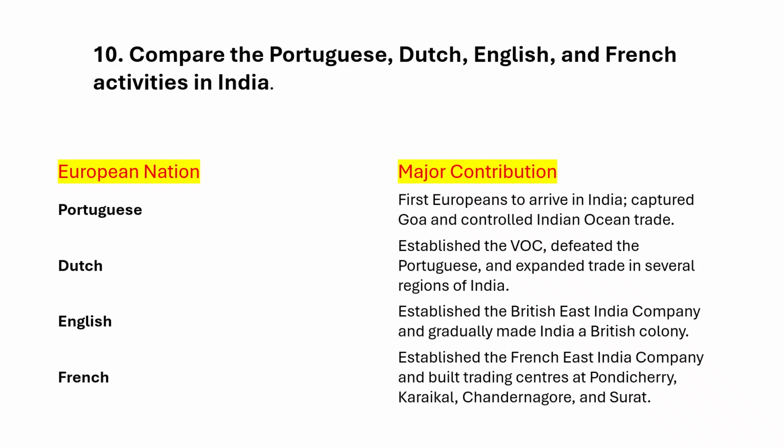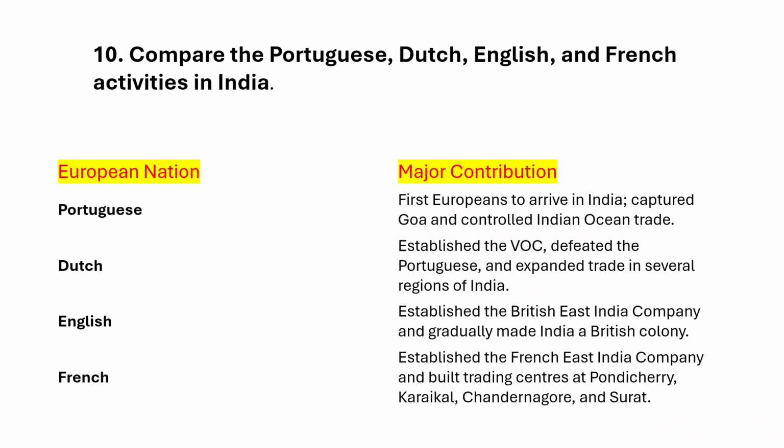Compare the Portuguese, Dutch, English, and French activities in India. We have European nation and major contribution, so it's been divided into two. First, the Portuguese: their major contribution was being the first Europeans to arrive in India, capturing Goa, and controlling Indian Ocean trade.